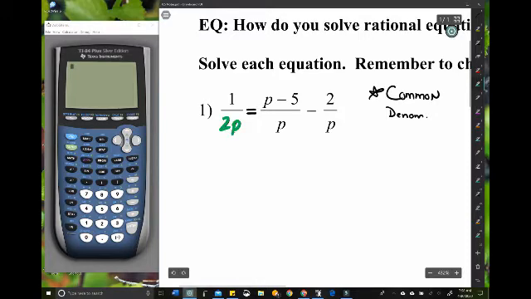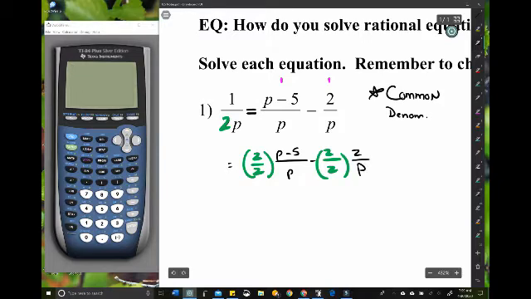So notice that these already have a p with them, the second and third fraction. They already have a p, so all we have to add is a factor of 2. So I'm going to multiply the first fraction by 2 over 2, the second fraction by 2 over 2, and you'll see I'm just going to write down everything here, minus 2 over p equals 1 over 2p. And then as you do that, we end up with the same denominators.